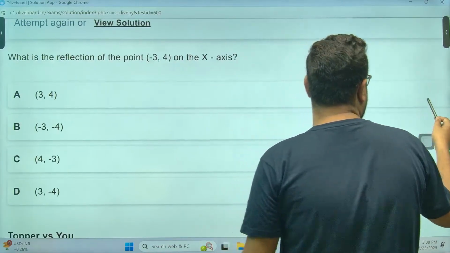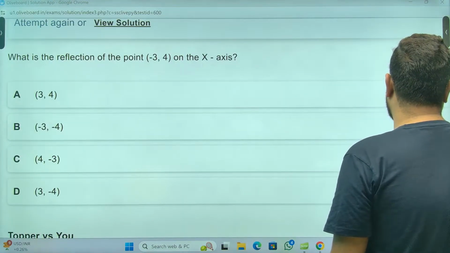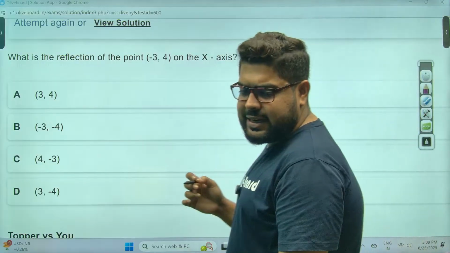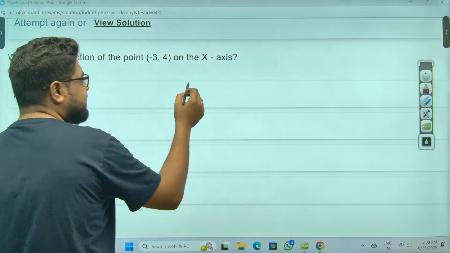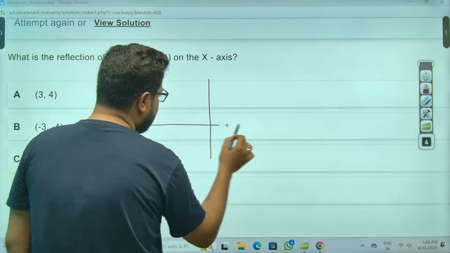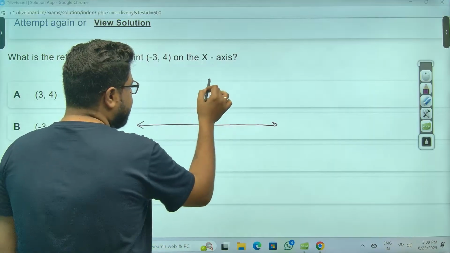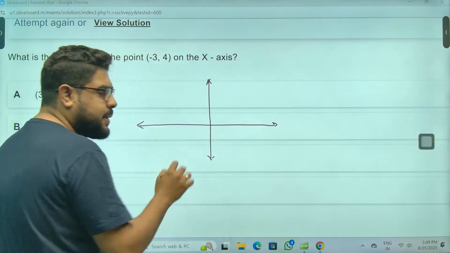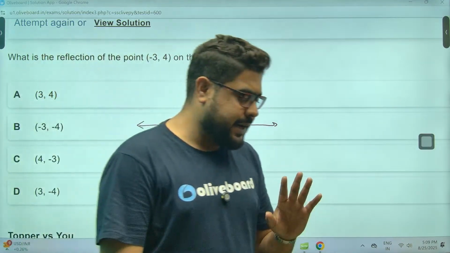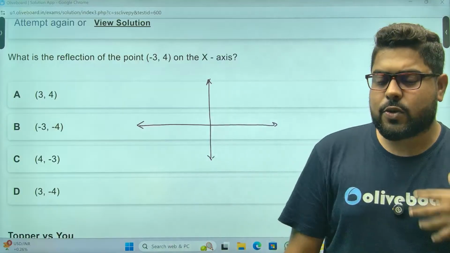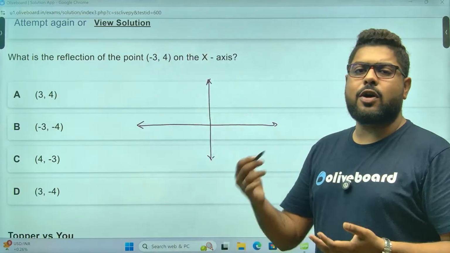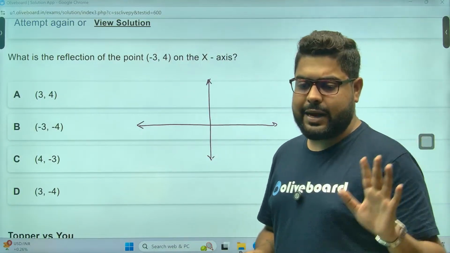Reflection on this point on this axis. Let's understand, it's very simple. Now again, there are formulas to figure out reflection, but there is nothing better than the conceptual approach. Because you cannot just go on and remember formulas like this, right? That's not a practical approach.